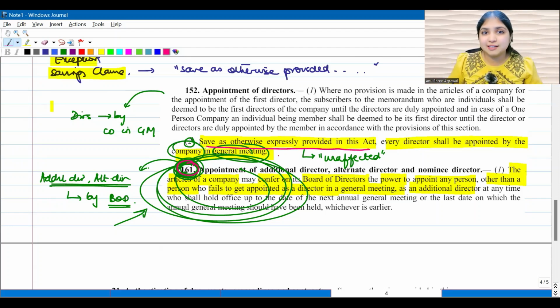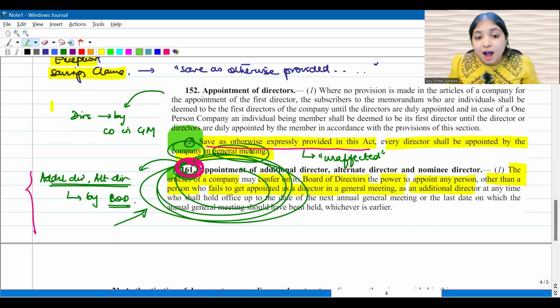By putting this, the lawmaker is saying that if anywhere else I have written who has to appoint the directors, then you apply that. If your situation is not falling under any other section, then you come to section 152 subsection 2. In all other situations, the directors will be appointed by the company in the general meeting. But if there is some other section which is talking about some other method of appointment, then you follow that. So other sections should not be affected because of this section. That is the meaning of "save as otherwise expressly provided."